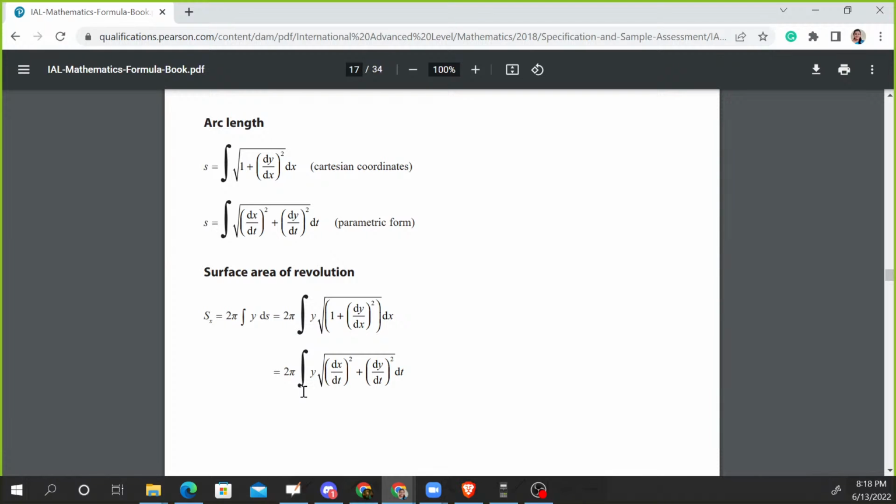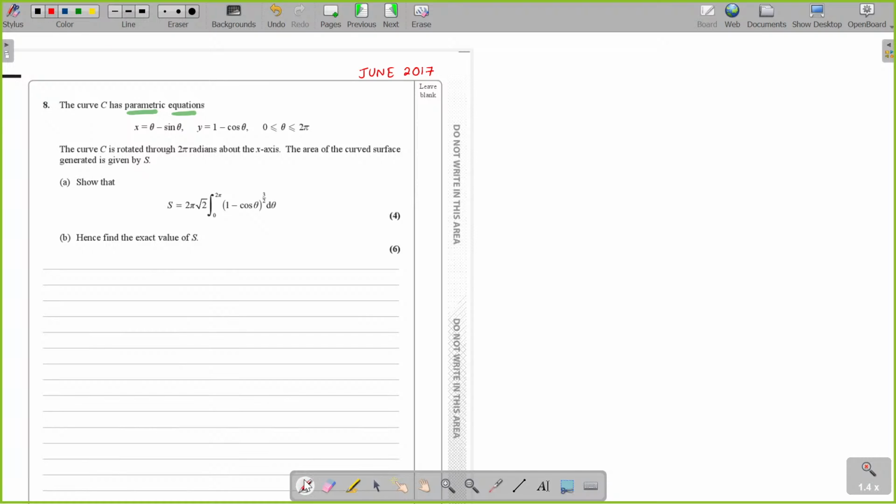Are you with me? Okay, let's first apply this rule. You must first know that this rule exists and that you have to apply this rule in order to get the show that. That's the first thing. Can you all repeat the rule to me again? S equals 2 pi integration of y, and there was a root, dx over d theta whole thing square plus dy over d theta whole thing square, d theta. So it will be theta limits. Got it?